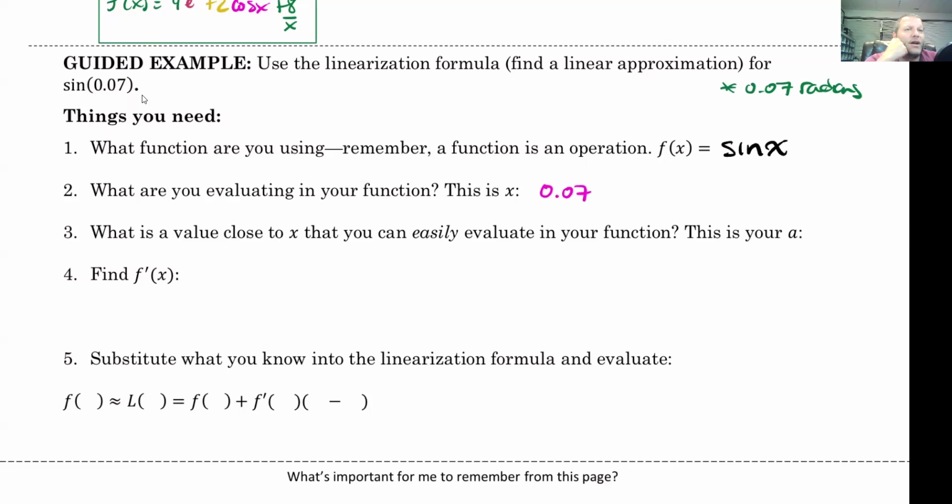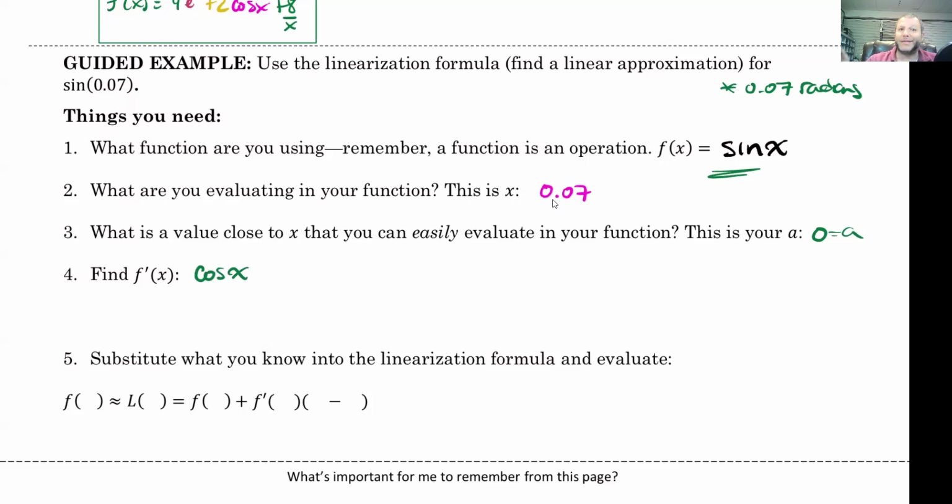So now we need to figure out what's some value close to 0.07 that we can easily evaluate in sine. If we think like unit circles, we can do sine of 0, we can do the sine of pi over 6 and pi over 4 and pi over 3. The closest of those values to 0.07 is just going to be 0. So let's use a is equal to 0. Next thing we need is a derivative. If f of x is sine of x, the derivative of sine is going to be the cosine of x.